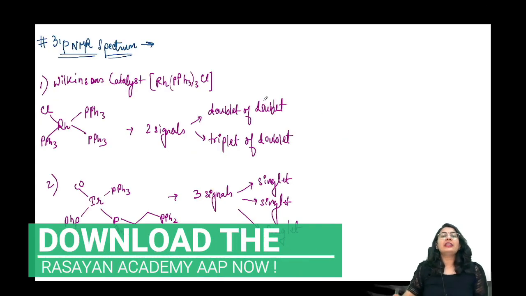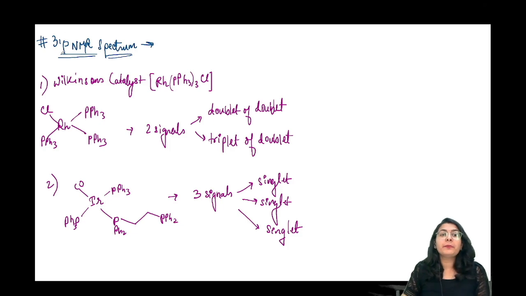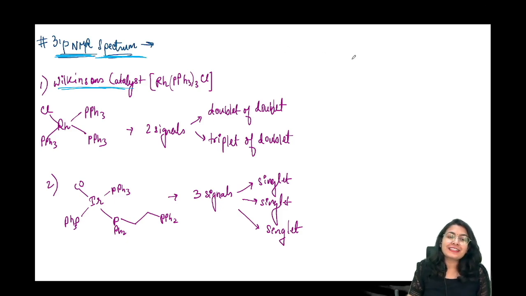Now next, we also have some questions from the 31P NMR spectrum. Okay, let's see how it is. So first of all, we are going to talk about Wilkinson's catalyst, because obviously we find a phosphine over there. Wherever there is a phosphine, this question comes. So let's look at its structure. This is our Wilkinson's catalyst. Alright, so if we try to practice how we are going to get signals, you will eventually be able to do it in the question. So let's practice it first.